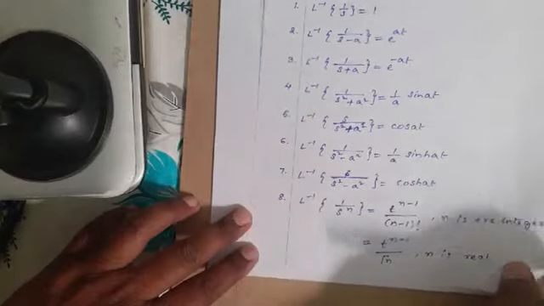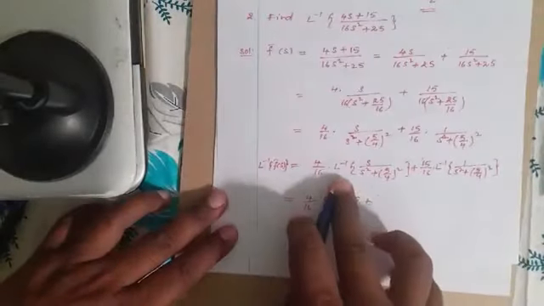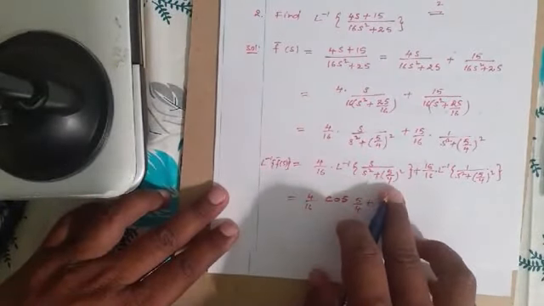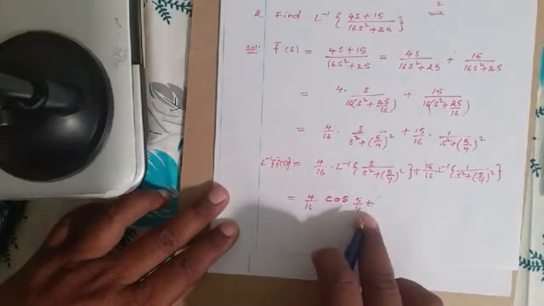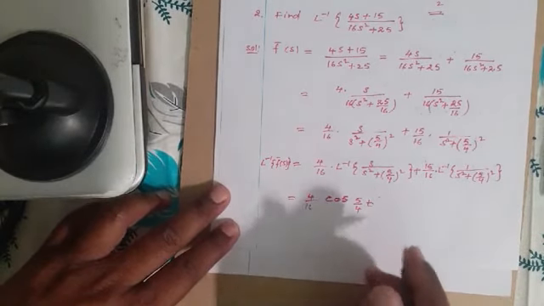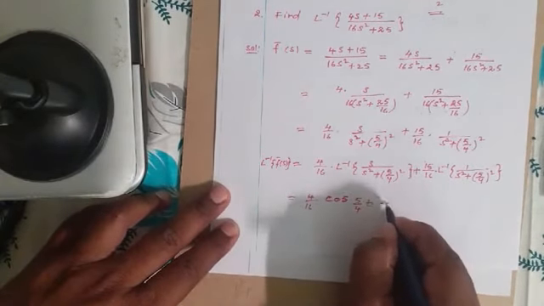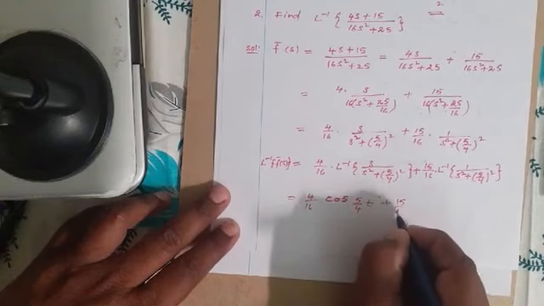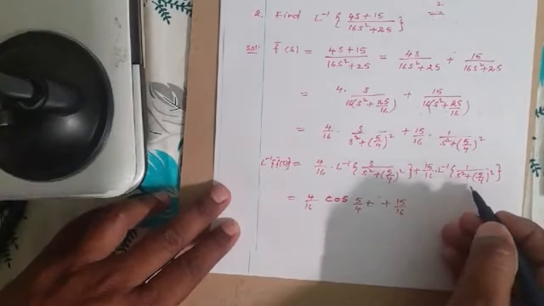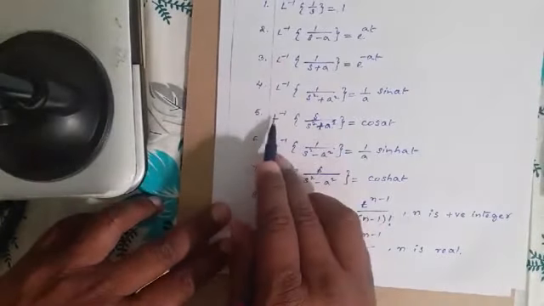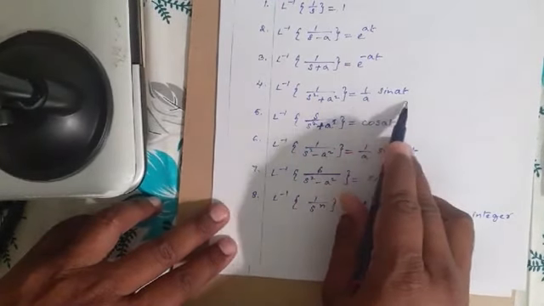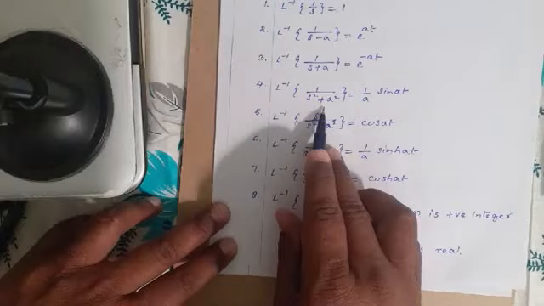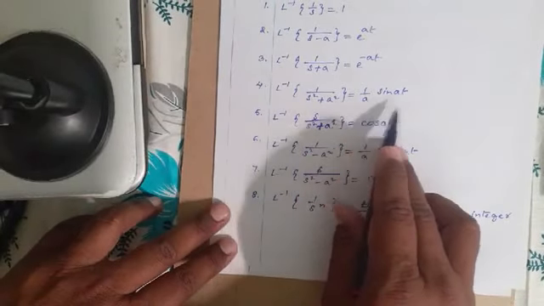So when you see here, this is in the form of L inverse of s by s square plus a square, so I can write cos at. That is nothing but 5 by 4 into t, plus 15 by 16, then L inverse of 1 upon s square plus a square. L inverse of 1 by s square plus a square is equal to 1 by a sin at.